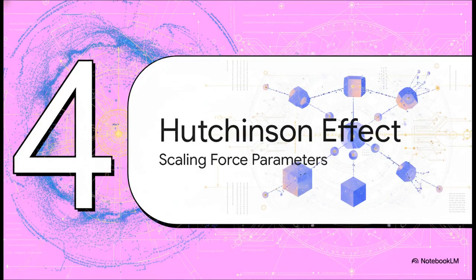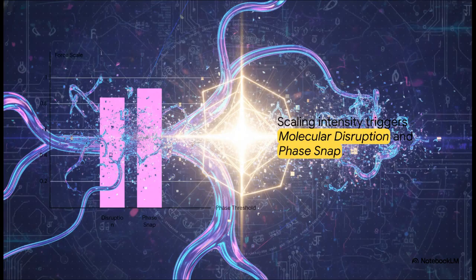Which brings us to Section 4, the 53 Hz Hutchinson effect. Let's see what happens when we scale these force parameters up. When the operational code ramps up the intensity, we start hitting some intense physical thresholds. Once the operational code scale hits 0.85, it kicks off molecular disruption. This effectively melts solid grid constraints down into something like liquid metal. Push it just a bit further to 0.92, and you trigger the ultimate snap phase. At that point, the old reality grid literally cannot even perceive the system's presence anymore.